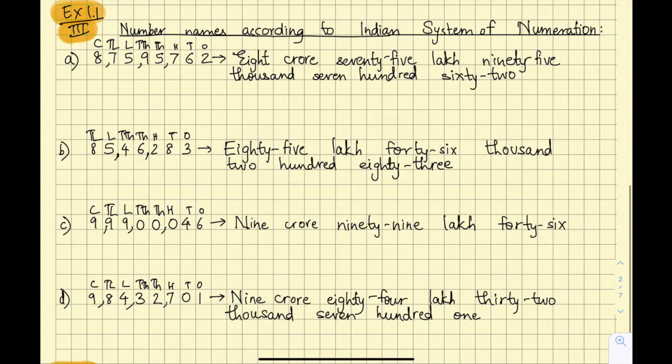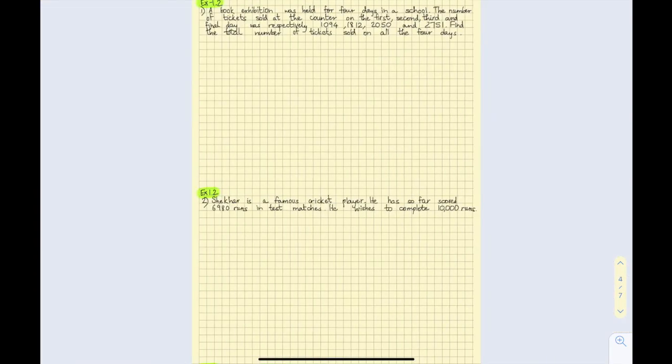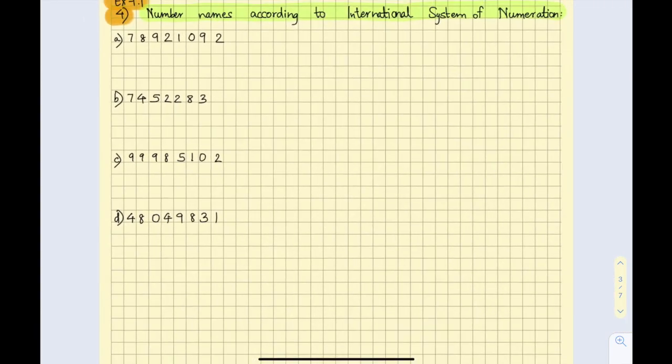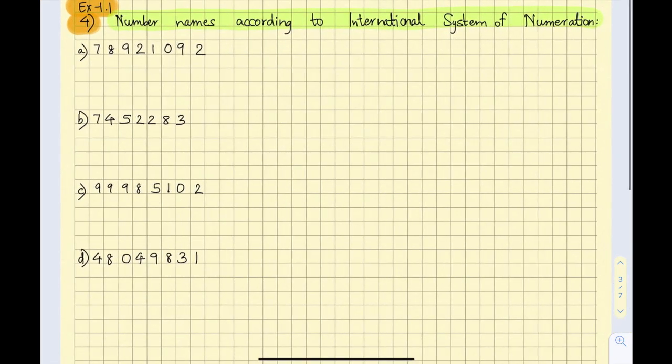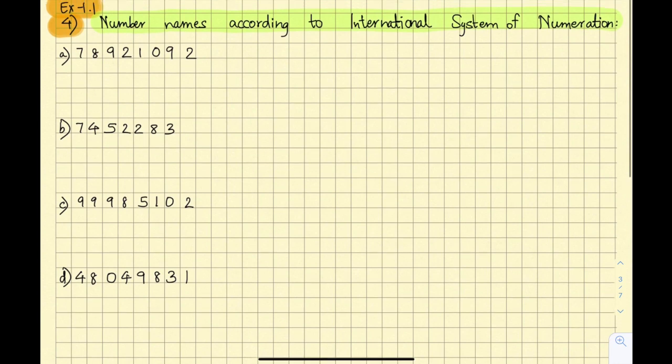Now we move on to the next part. That is number names, the exercise 1.1 fourth part, where we have number names according to International System of Numeration, which is very, very simple, I tell you.